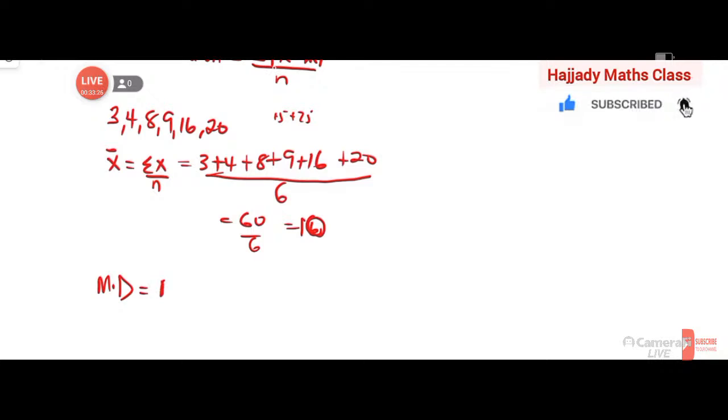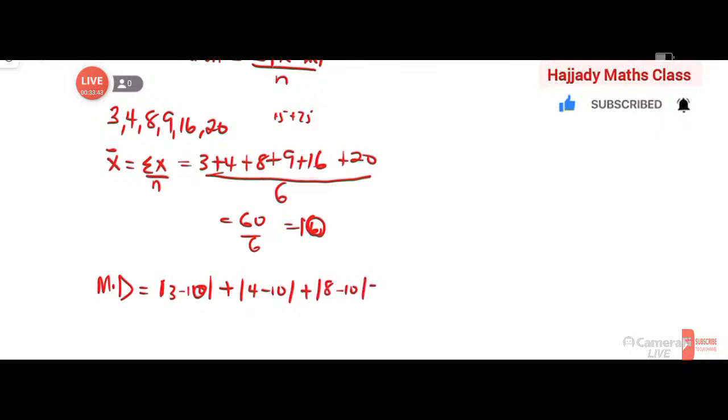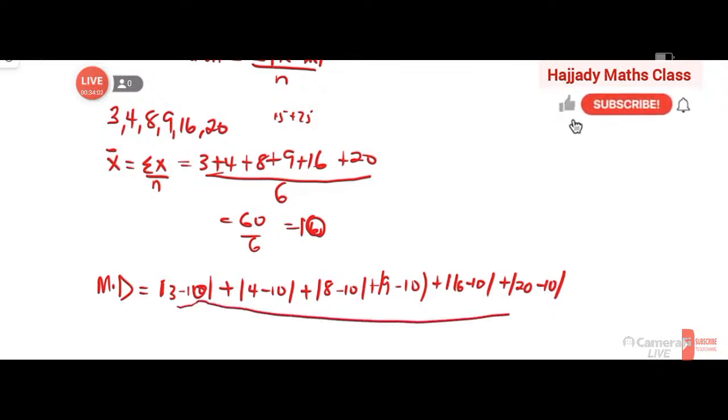So my x now is 3 minus 10, the positive value of it. The next observation, which is 4 minus 10, plus the next observation, which is 8 minus 10, plus 9 minus 10, plus 16 minus 10, and the last one, which is 20 minus 10. So we are taking the absolute value of the observation. This is going to be over n. How many observations do we have in total?